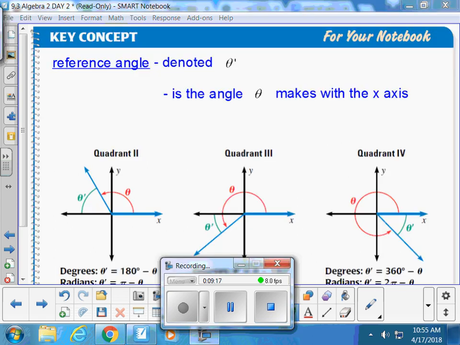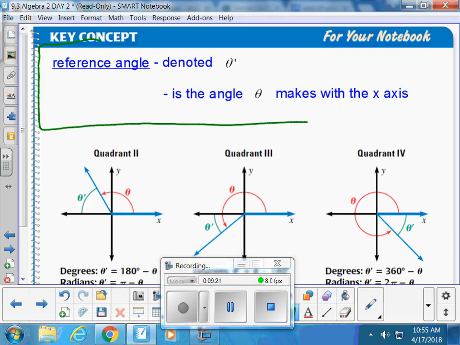Okay, so this is our last topic. It's called a reference angle. You would write down what I got in my green box. A reference angle is denoted theta prime. Theta prime, and it's the angle that theta makes with the x-axis.